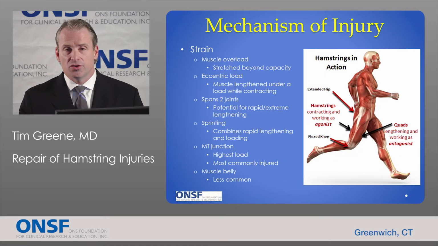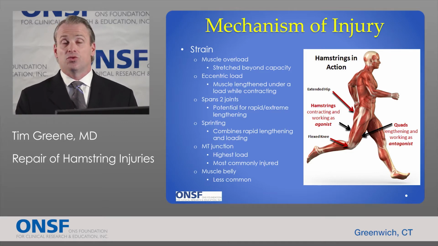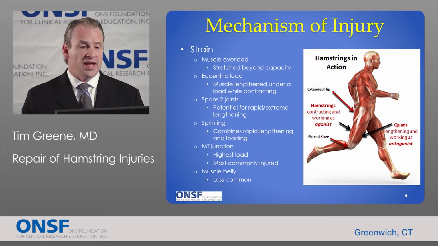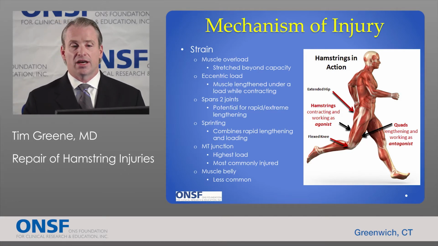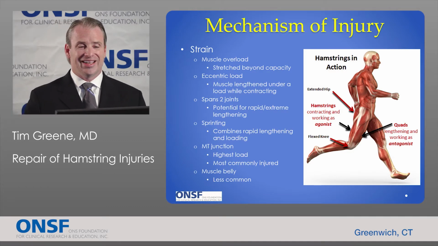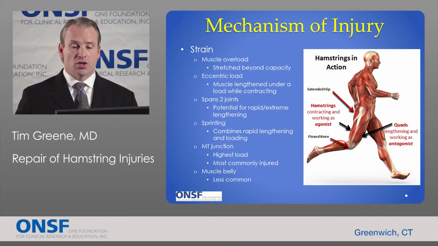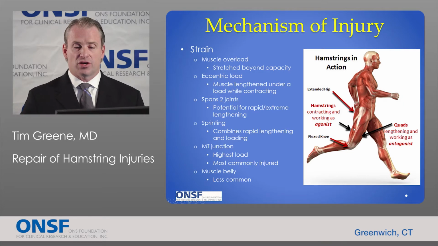So the mechanism of the injury. If we talk about strains, that's just a nice way to say that you tore a portion of the muscle. And that happens generally by muscle overload. The muscle is stretched beyond the capacity that it can hold the load, and it fails. A lot of times, these are what's called eccentric loads. If you look at the picture on the right, when a hamstring muscle works, it shortens or contracts, and that's a concentric load.